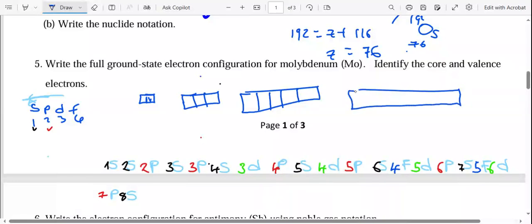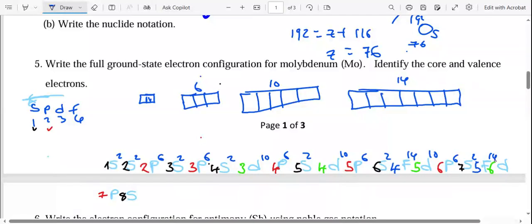1, 2, 3, 4, 5, 6, it has 7 of them. So it means 14 should be there. Here the maximum is 10, here the maximum is 6. That's how they should be holding electrons. So this is 2, 6, 2, 6, 2, 6, 2, 10, 6, 2, 10, 6, 2, 14, 10, 6, 2, 14, 10, 6, 2. These are enough for all your electrons.